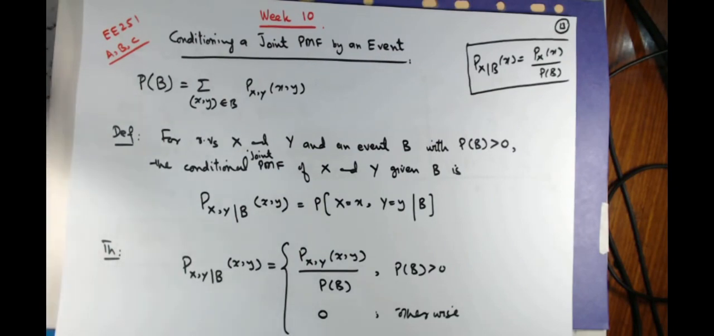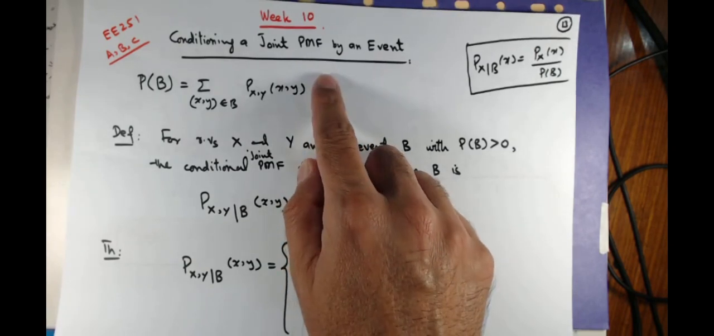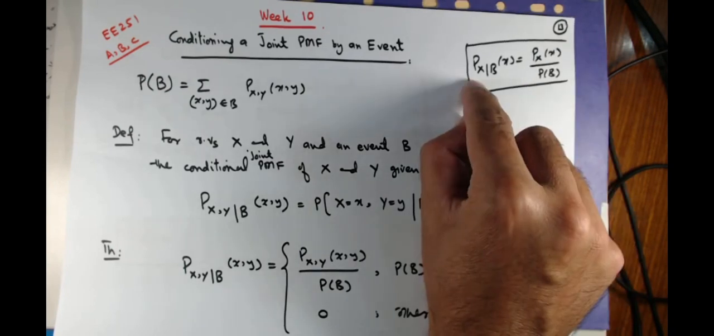So in the first part of week 10's lecture for the course EE 251, all the sections A, B and C, we developed the concepts of conditioning a giant PMF by an event and then conditioning a random variable with another random variable. The first part is conditioning a giant PMF by an event. This is the basic formula for any conditional distribution for one random variable.